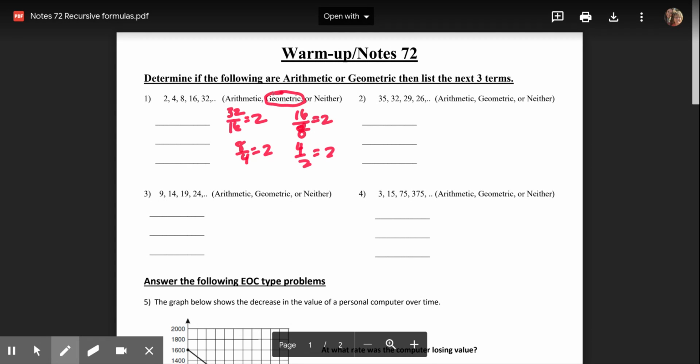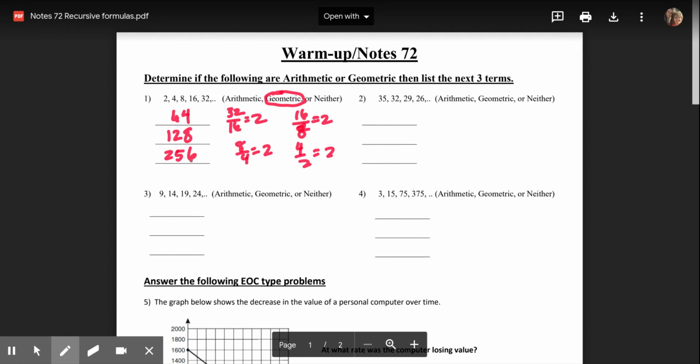But then it says list the next three terms. So what I'm going to do, instead of dividing, I'm just going to multiply by 2. So 32 times 2 is 64. 64 times 2 is 128. And 128 times 2 is 256.